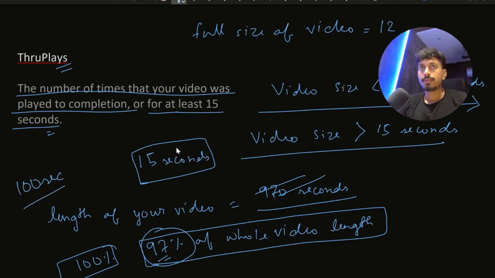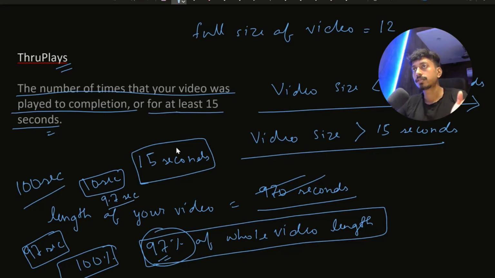Okay, so if your video crosses 97% of its length, for Facebook it is considered 100% watched, and it will be reflected. If your video length is 10 seconds, what do you think is going to happen? At 9.7 seconds, if a person has crossed 9.7 seconds of your video, Facebook is going to count it as completion. That is what Facebook does, and it is clearly written in their documentation.